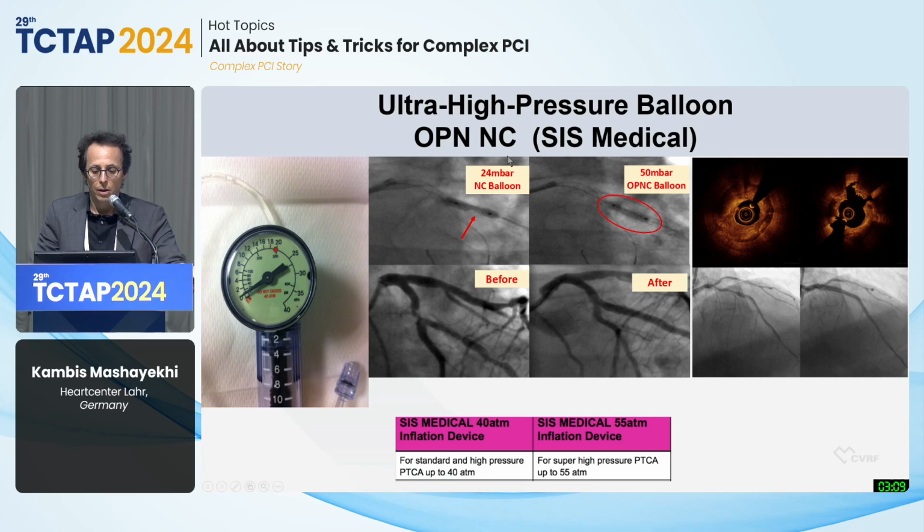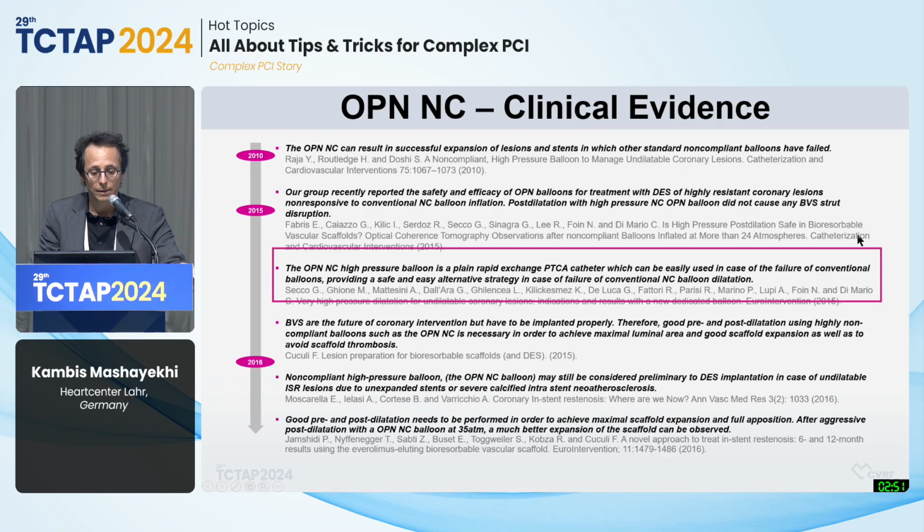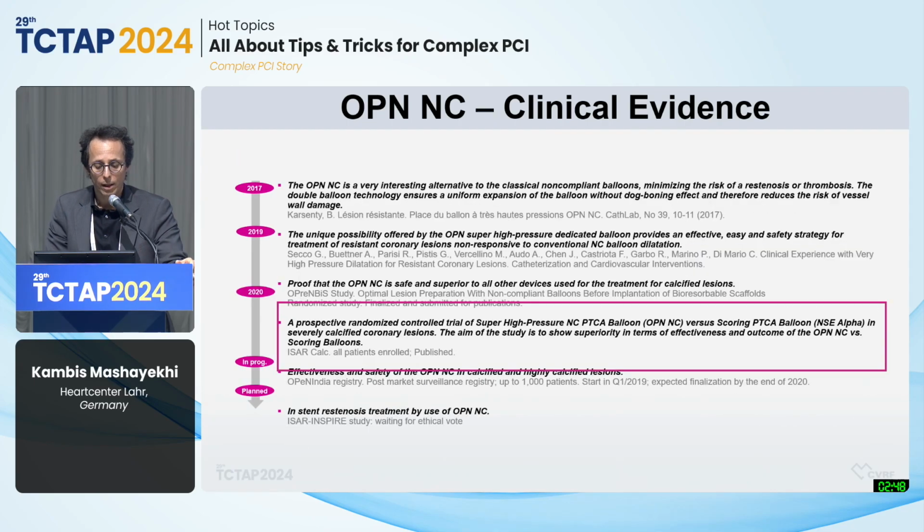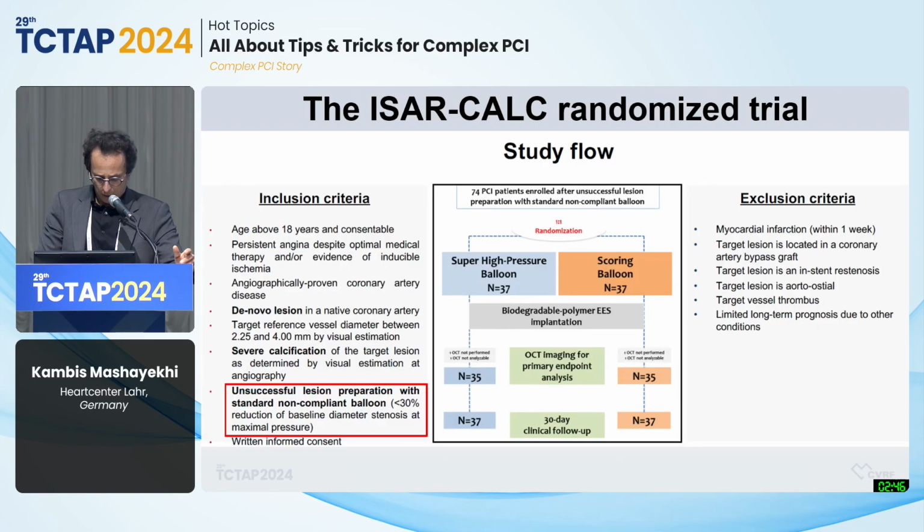You see here a nice lesion with an NC balloon, which is not expanded. Then with 50 atmospheres, the balloon cracked the calcium. And this is an OCT image, as you can see here. It's a deep calcification, and the super high pressure balloon makes nice cracks, which makes better vessel compliance for the stent. There are some data out as well, and it's also FDA approved now since this year. And there was also a randomized trial focusing on super high pressure balloon versus scoring balloon.